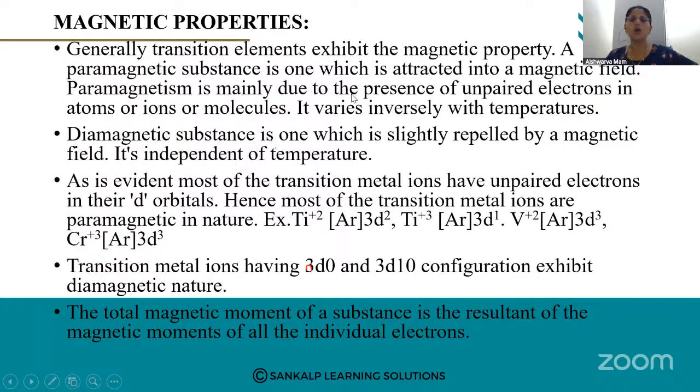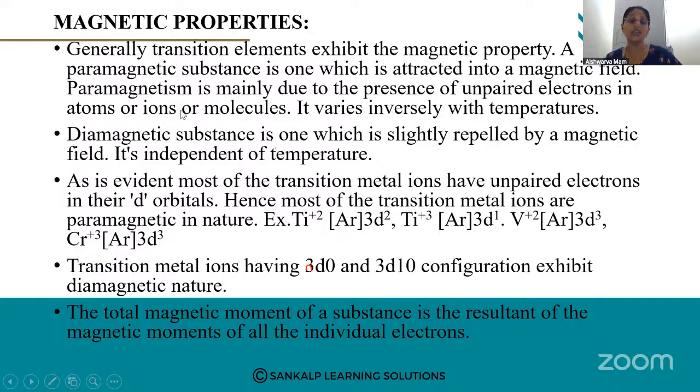What is a diamagnetic substance? It is slightly repelled by a magnetic field. It will not be attracted by the magnetic field. They are called diamagnetic substances. Then what are paramagnetic substances? They are attracted by the magnetic field.